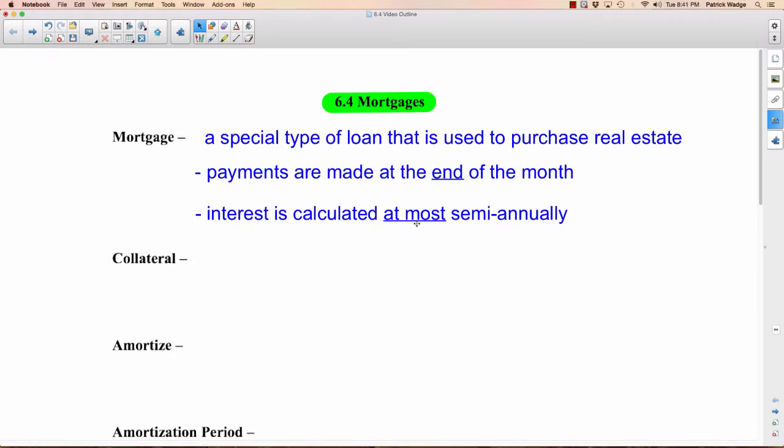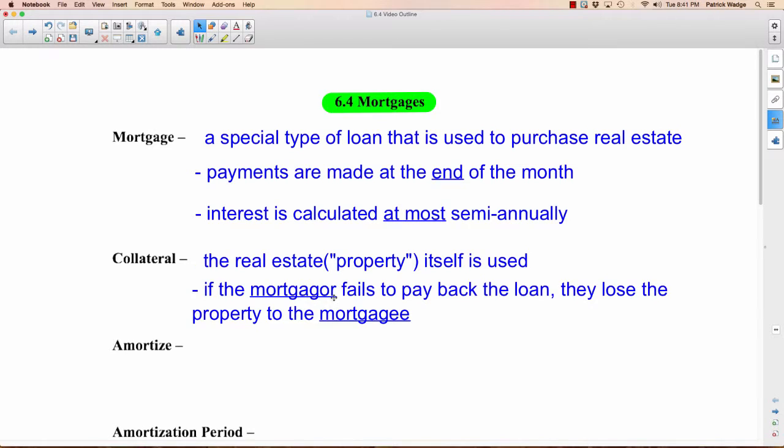Okay, so with a mortgage, with loans, there's always collateral, something that you have at stake. So if you don't pay off the loan, then you default that item or that amount of money, right? Well, the collateral in this case is the real estate or the property itself. So in other words, if the mortgagor, that's the person who's taking out the mortgage, like the homeowner, fails to pay back the loan, they lose the property to the mortgagee. That would be the lending institution or the bank.